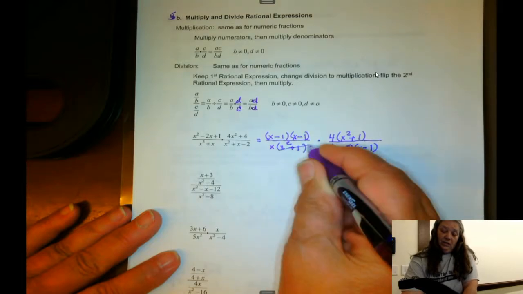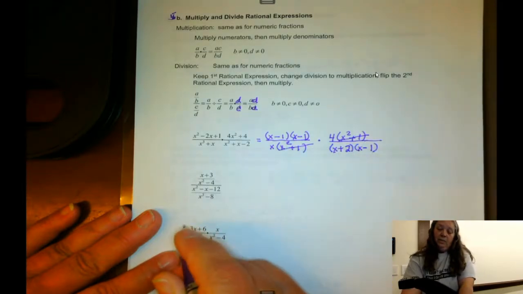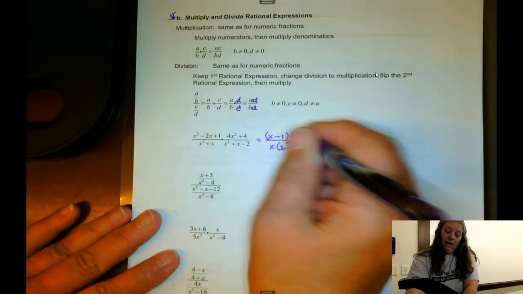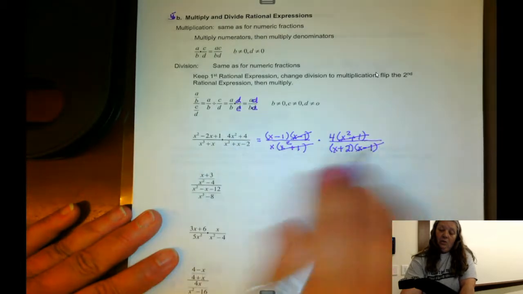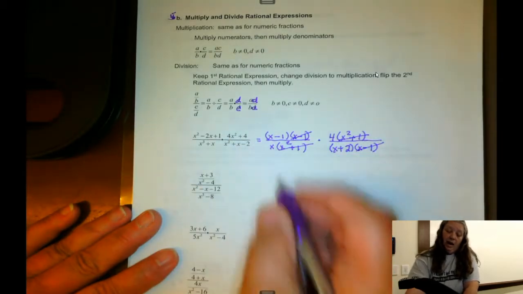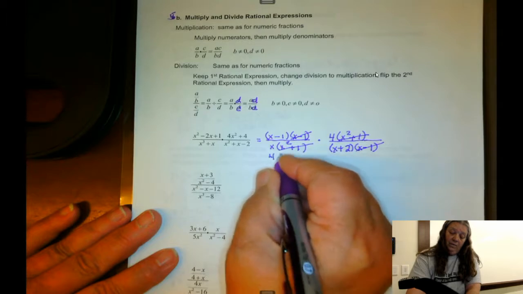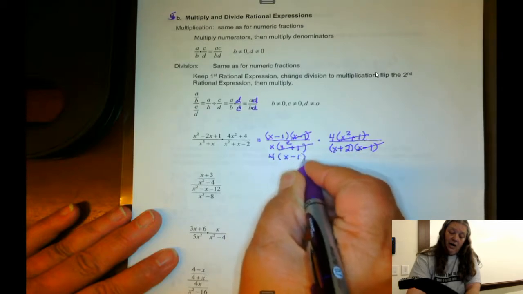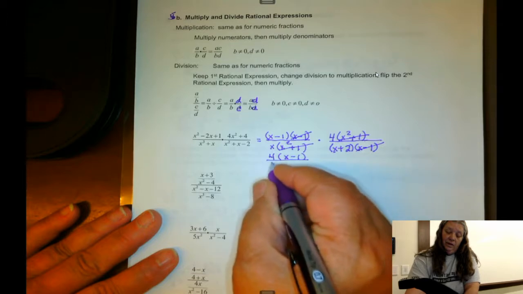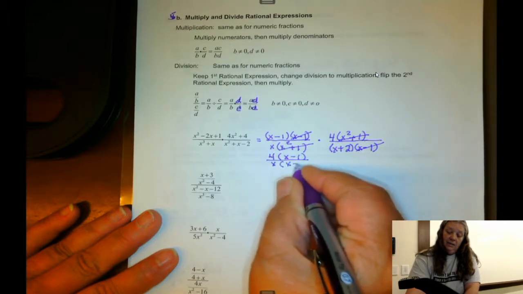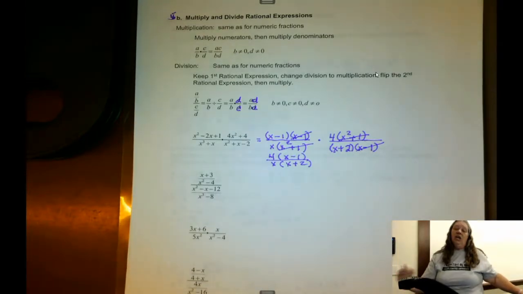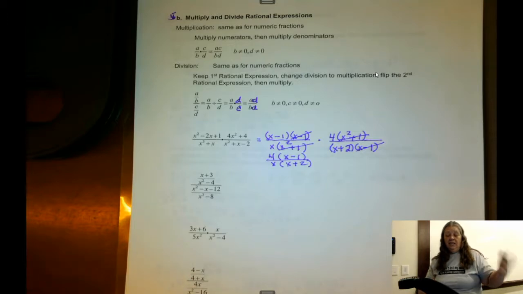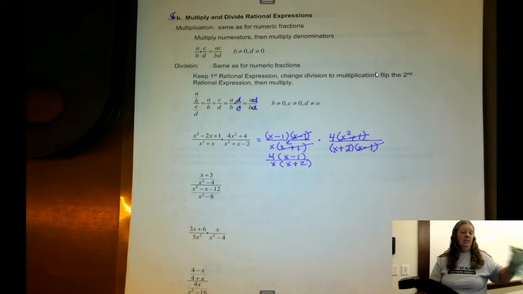So now we look at this. X squared plus 1 and x squared plus 1 cancels. X minus 1 and x minus 1 cancels. Now if we multiply across the numerator and the denominator, what's left? We have 4 times x minus 1 over x times x plus 2. And we leave it in factored form just in case there's a common factor that we missed.